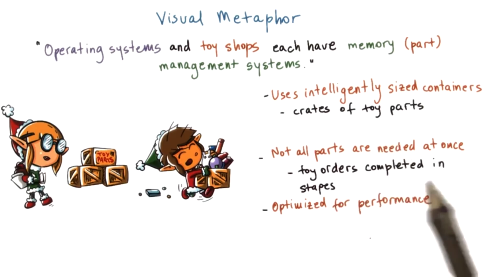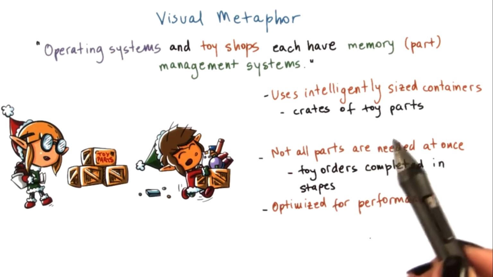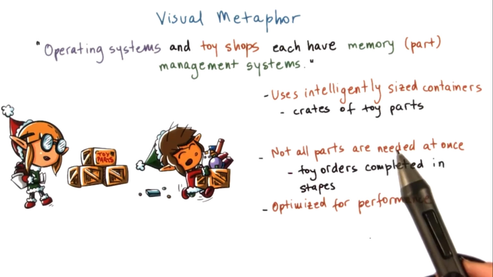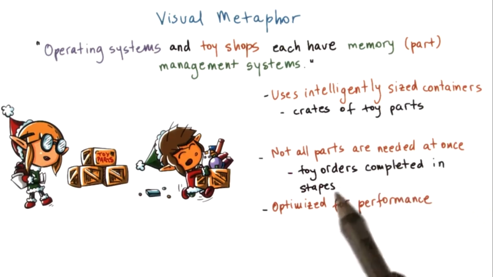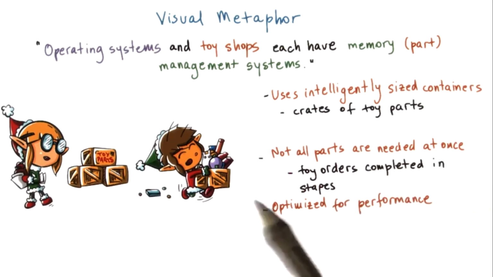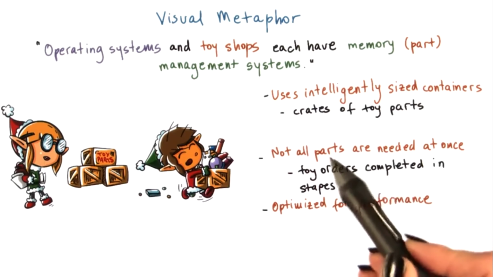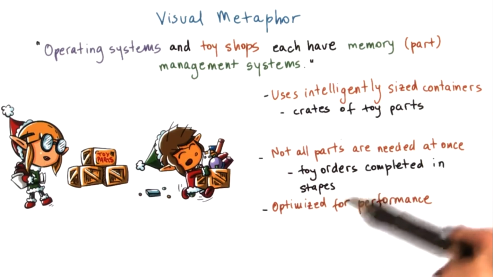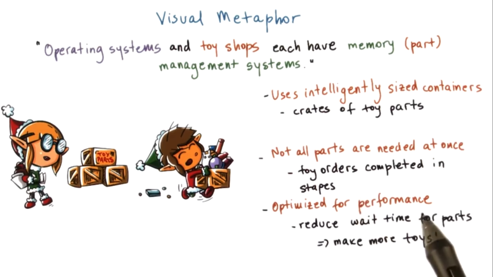Regarding the next point, you can imagine how certain types of toys like teddy bears would require fabric and threads, whereas other types of toys may require wooden parts or something else. Given that toy orders are completed in stages and not every single one of the toy orders is processed at the exact same time, these parts can be brought in and out of these containers as necessary. How that's done should be optimized for performance because if we can reduce the wait time for bringing the parts in and out of the containers, ultimately we can make more toys.